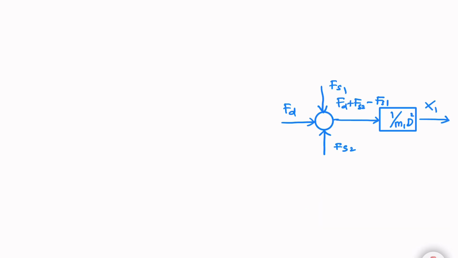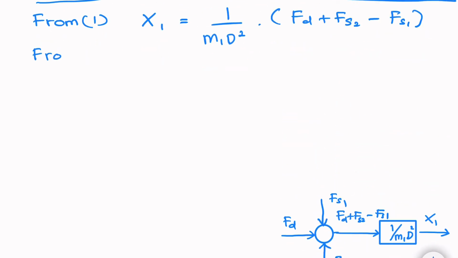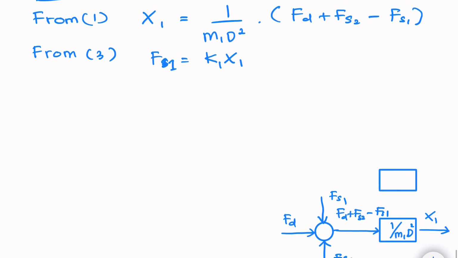So now let's solve for Fs1. You can solve from equation 3. Fs1 is equal to K1 x1. So meaning we have a block here. This is K1. Then we tap from here and join it to here.